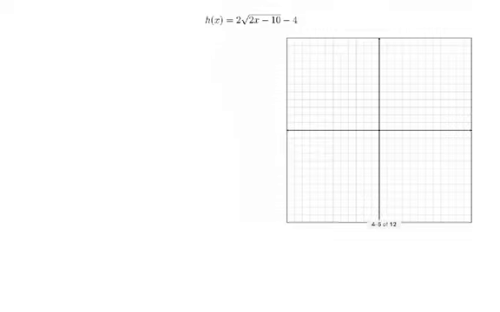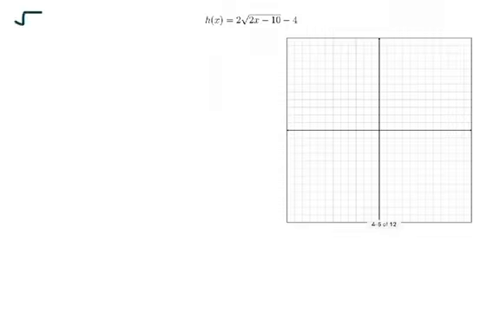All right, so for this one, we've got quite a bit going on. We actually have 4 transformations, right? We're multiplying by 2, that's a vertical stretch outside of the radical. Then under the square root, we're multiplying by 2, which is a horizontal shrink. Subtracting 10 under the radical is going to shift it to the right. And then minus 4 outside the radical is going to shift it down.